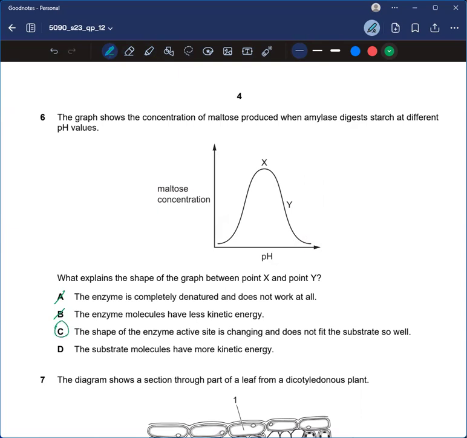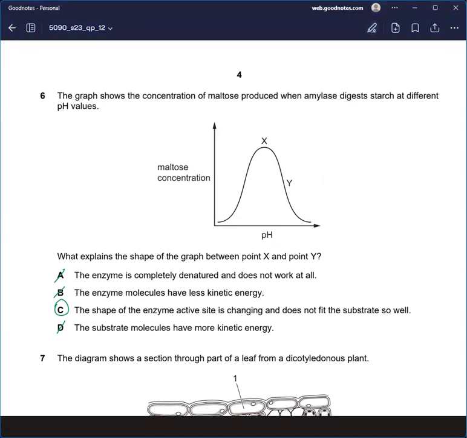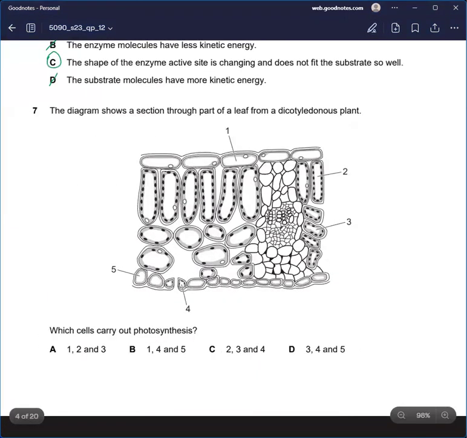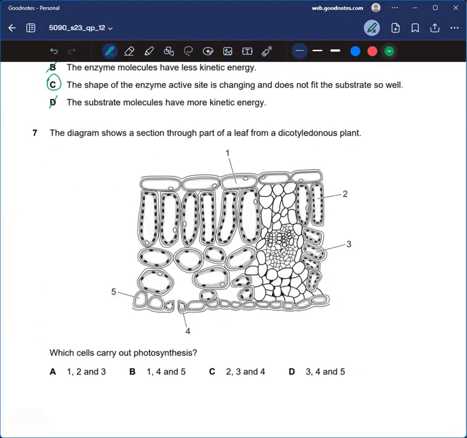D says the substrate molecules have more kinetic energy. So it is incorrect, as we are talking about pH, not temperature. All right. Question number 7. The diagram shows a section through part of a leaf from a dicotyledonous plant. Which cells carry out photosynthesis?